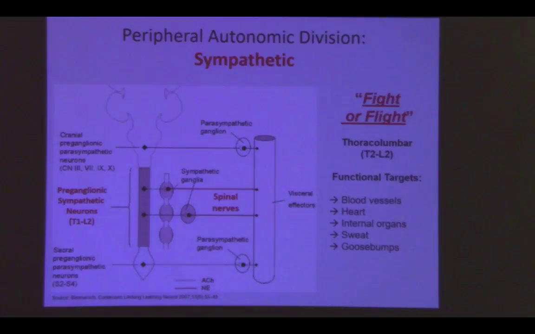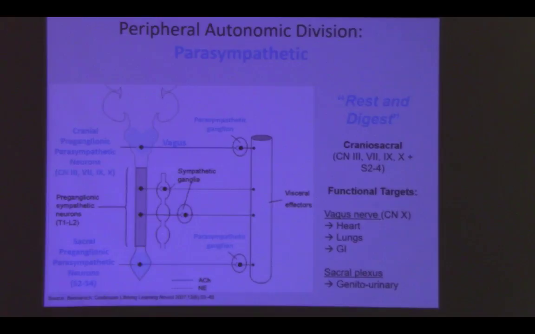Everything is activated. And that's balanced by the other division of the autonomic nervous system that lets us rest and digest. This is where your blood pressure and heart rate may calm. This is where your GI system and bladder may pipe up and start to do their jobs, to digest our food, to create urine, to let our system process what we've taken in.